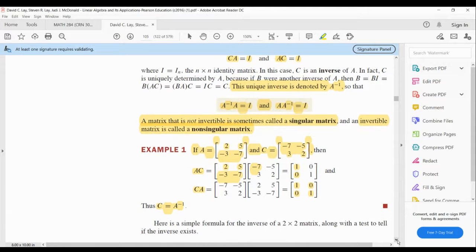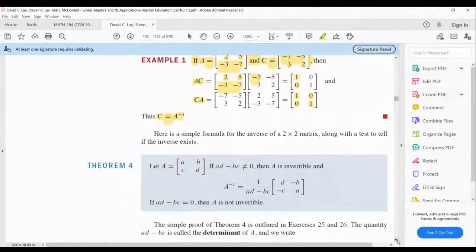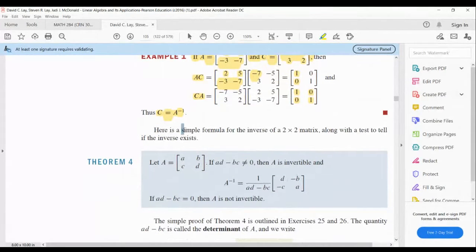And there's a simple formula for the inverse of a 2 by 2 matrix. If you have a 2 by 2 matrix, the inverse of the matrix is given by this formula. That can be proven, but we won't worry about proving it right now.